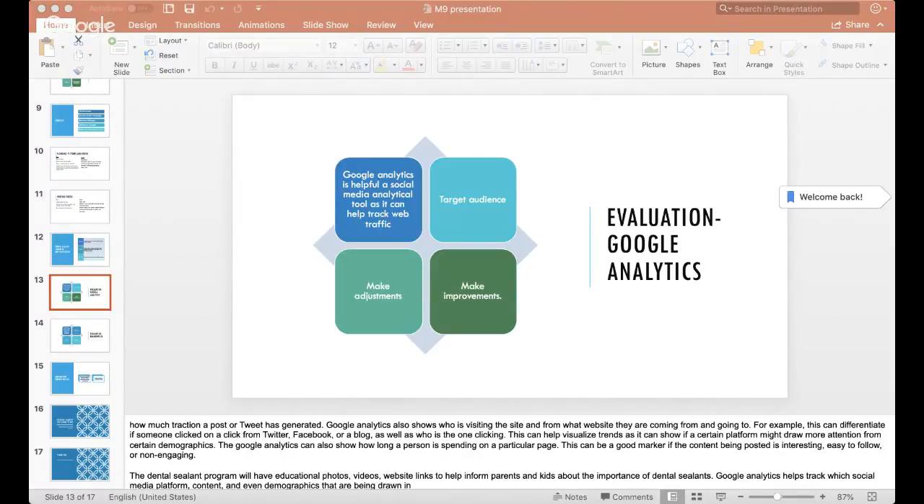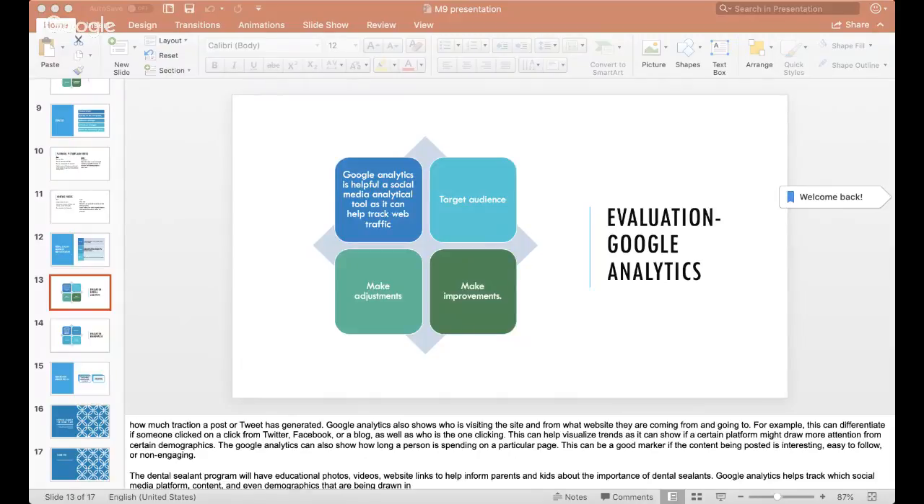This can give an idea of how much traction a post or tweet has generated. Google Analytics shows who is visiting the site and what website they came from and went to. For example, whether they found the link to the dental sealant campaign through a Google search, through Facebook, or on Instagram or stories. It gives a better idea of where exactly your audience is coming from and what demographics they're from.